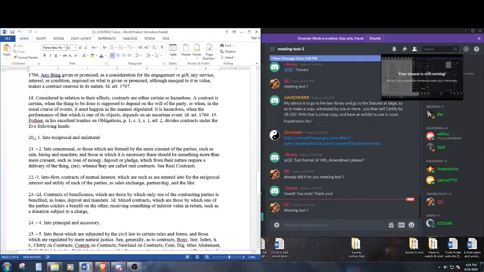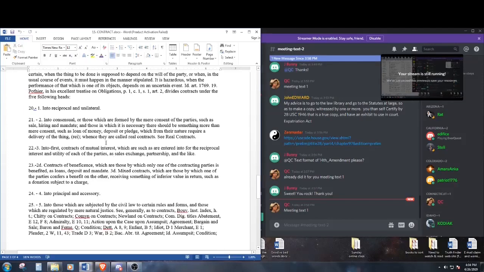So I'll skip down to 20. Into reciprocal and unilateral. Into consensual or those that are formed by the mere consent of the parties. That's consensual, such as sale, hiring, mandate, or those in which it is necessary that there should be something more than a mere consent, such as a loan of money, deposit, or pledge, which by their nature require delivery of a thing, whence they are called real contracts. So ours is a real contract because we're requiring that they deliver our estate. Okay, so that makes it a real contract.